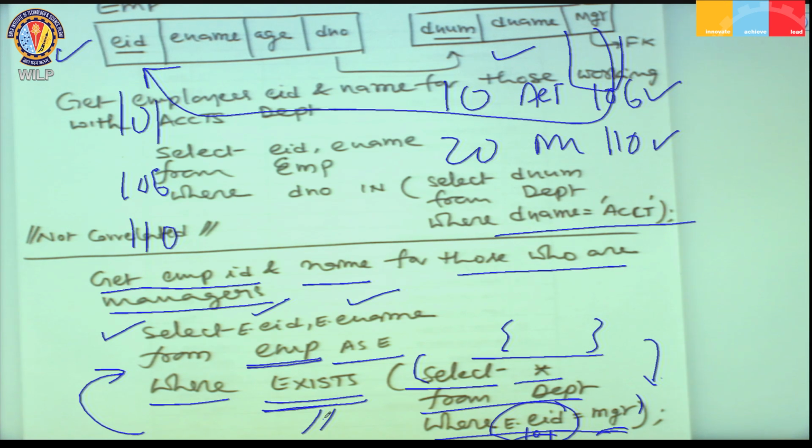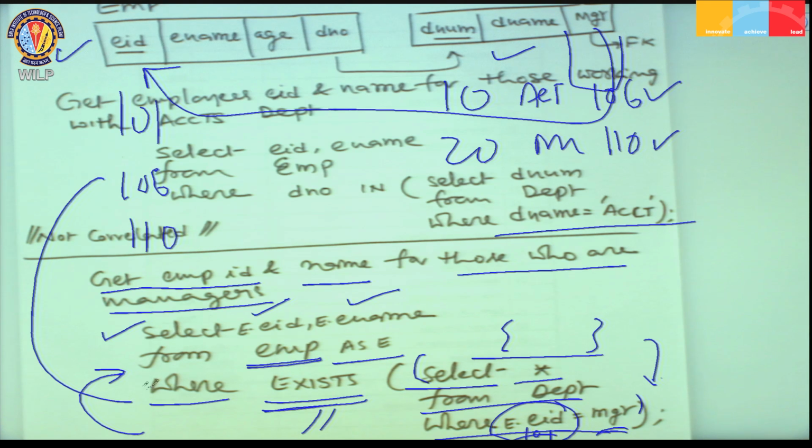This EXISTS clause will evaluate to true when we have at least one tuple or one element in the resulting set which comes after this EXISTS clause. So when it is employee ID 101 and there is no matching tuple in the department table, it is going to be null. Then 101 will not show up in the result.